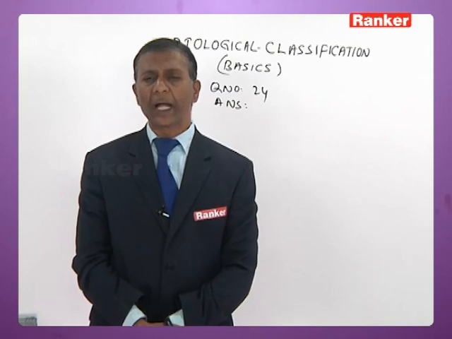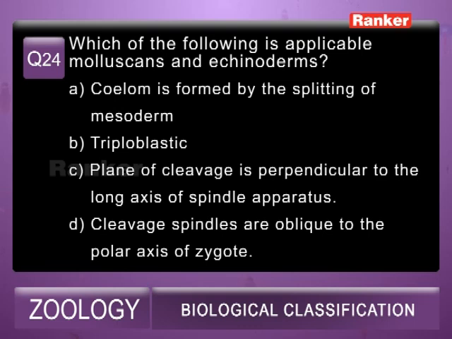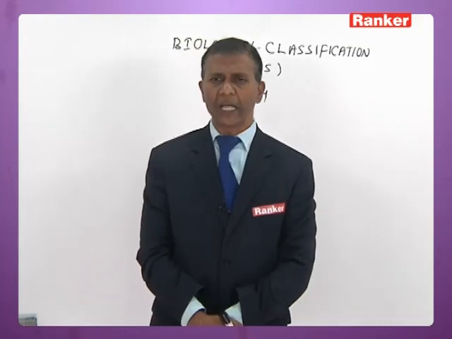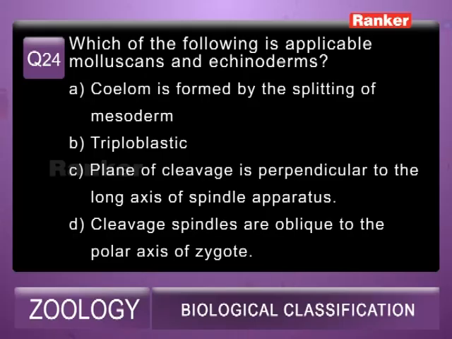Now for both mollusca and echinoderm, if you take option A, coelom is formed by splitting of mesoderm, it is wrong, because if the coelom is formed by splitting of mesoderm, it is called schizocoelom. In Mollusca, it is schizocoelom. Echinodermata is enterocoelom. So it is the wrong option. Then B, both of them are triploblastic.